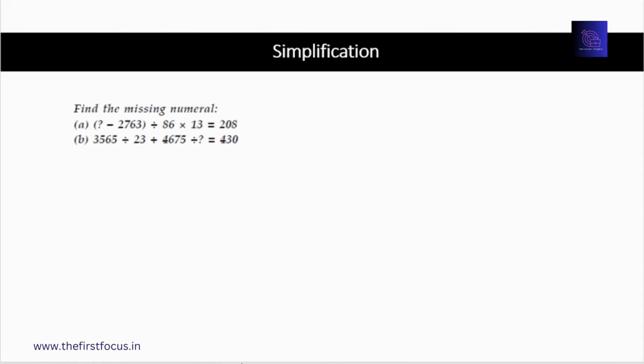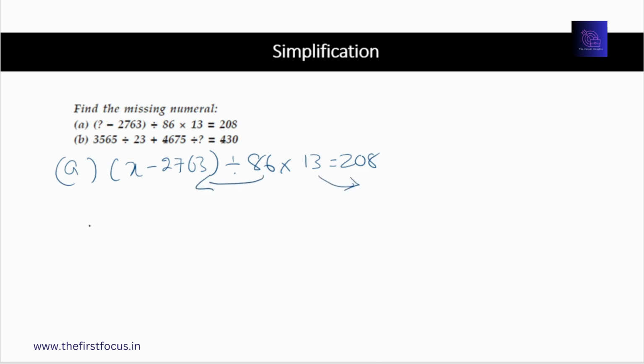Now let's look at the first problem. A: x minus 2763 divided by 86 into 13 is equal to 208. Learners, we just have to do a step-by-step process here. In the first step, I'm going to bring this 86 down with the division, because we have a division sign here, and I'm going to bring the number 13 to the other side. So I'm going to write x minus 2763 divided by 86 is equal to 208 divided by 13.